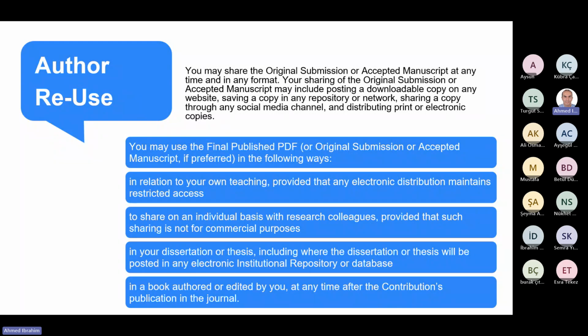Using the final published PDF may have some limitations. There are different permissions that you can have with this published version. If you publish open access with CC BY, it depends on that. If there is anything extra like NC, which is an abbreviation of non-commercial, it is not for commercial use.